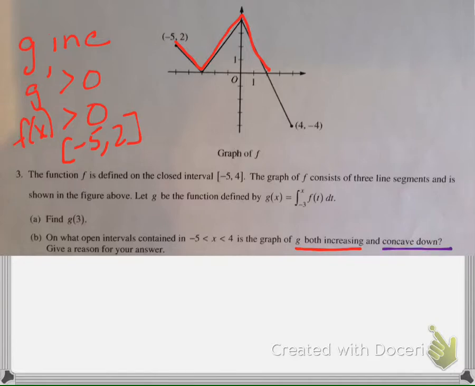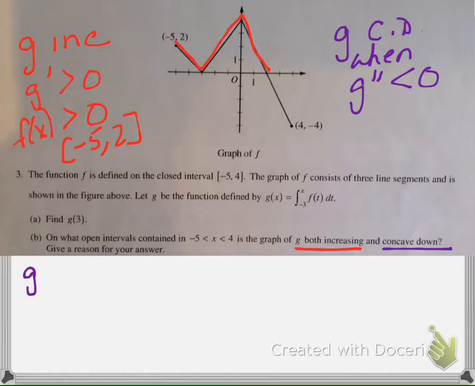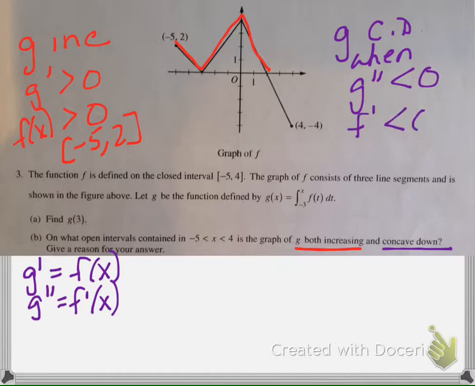When is G concave down? G is concave down when G double prime is less than 0. So what is G double prime? Well, we already found that G prime is equal to f of x, so we're just going to take another derivative. And we know that G double prime is equal to f prime. So when is f prime less than 0?